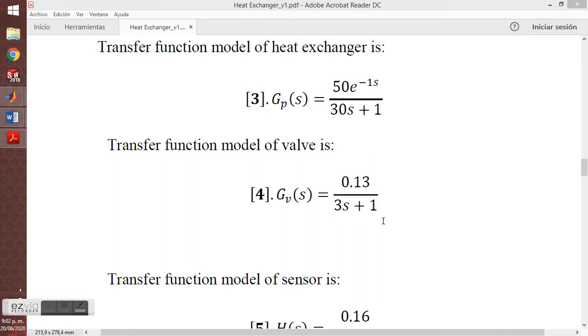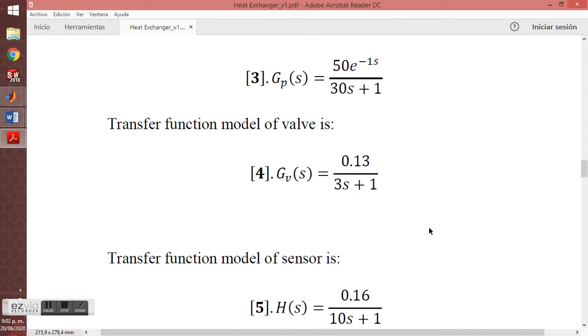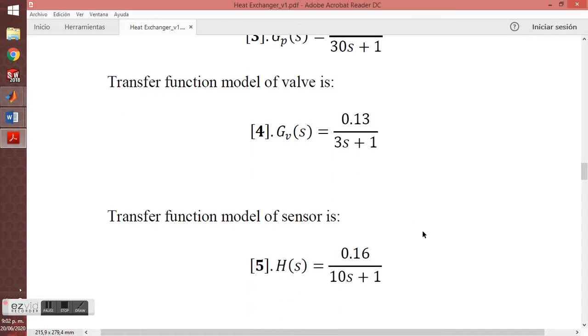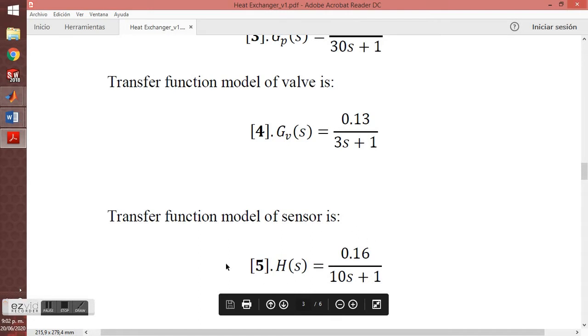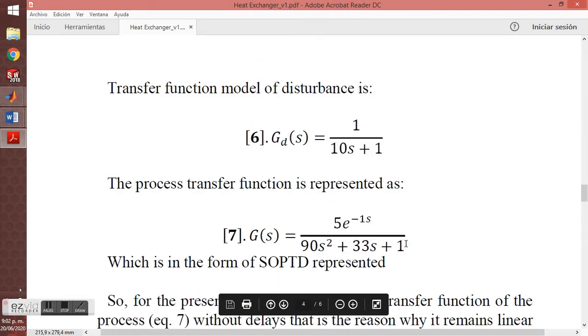Finally, here we have all the transfer functions of every part of the process. So, the transfer function model of the heat exchanger is equation number 3. The transfer function model of the valve is equation number 4. The transfer function model of the sensor is equation number 5. The transfer function model of the disturbance is equation number 6.